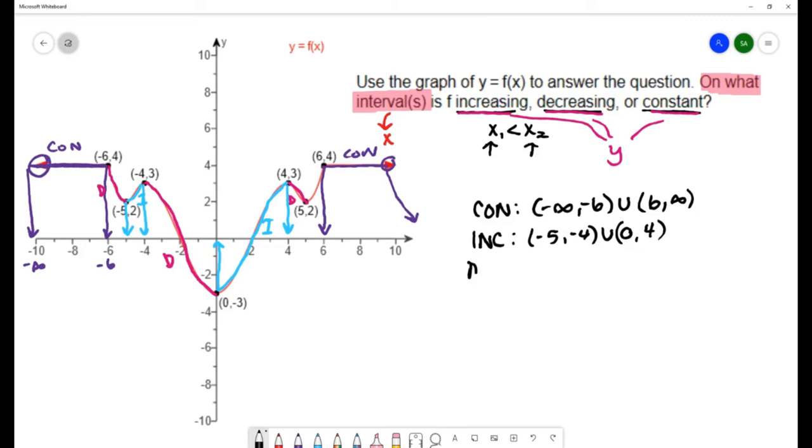And then we have some intervals of decreasing. Those are in this kind of pink color. This interval will start at -6 and stop at -5. We have another one which starts at -4 and stops at 0. And we have another one which starts at 4 and continues on to 5.